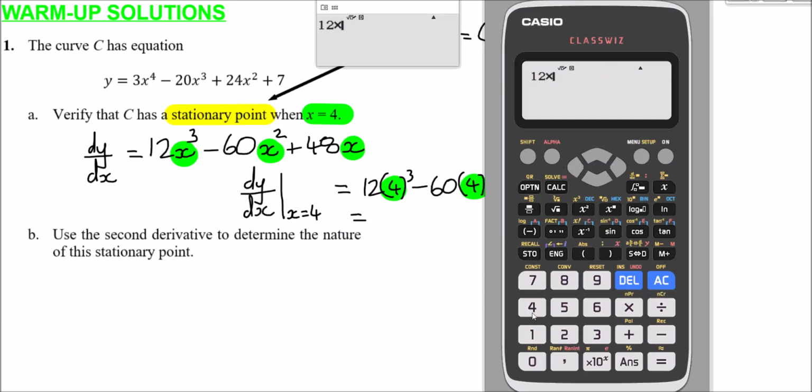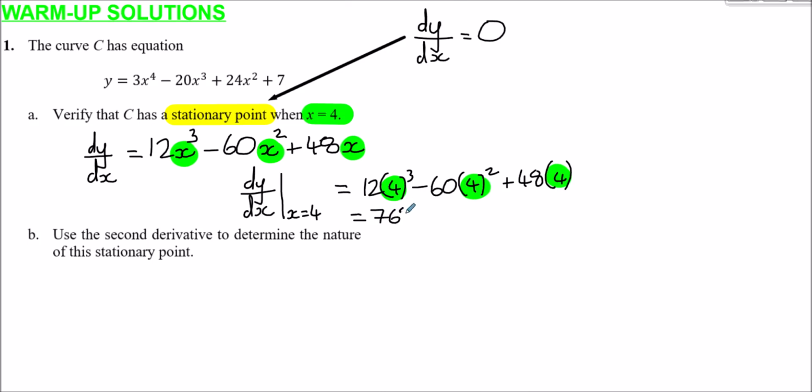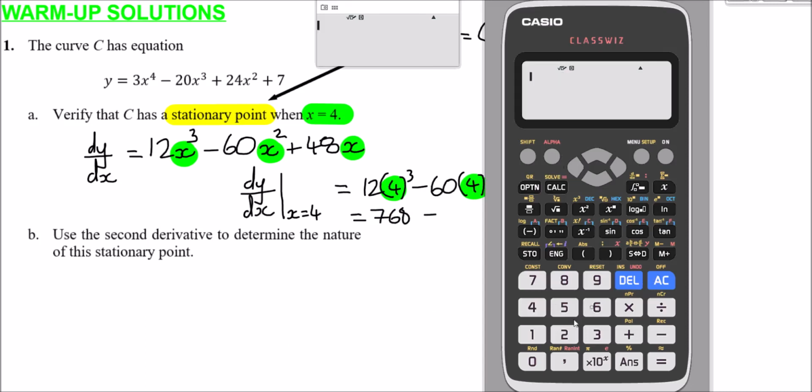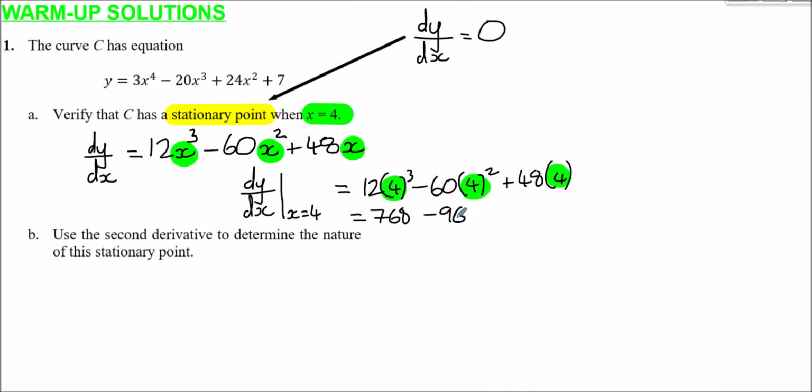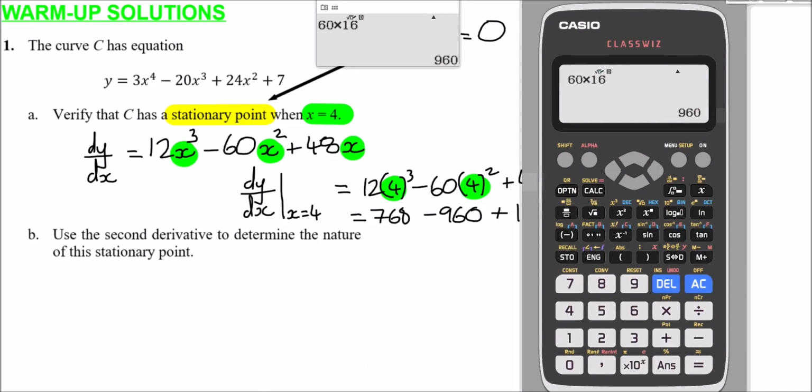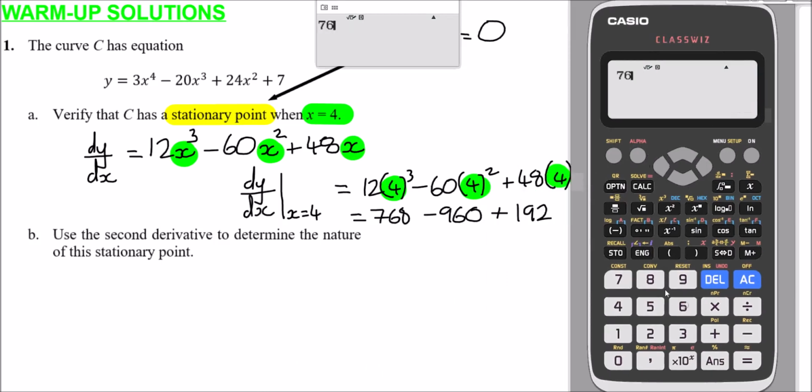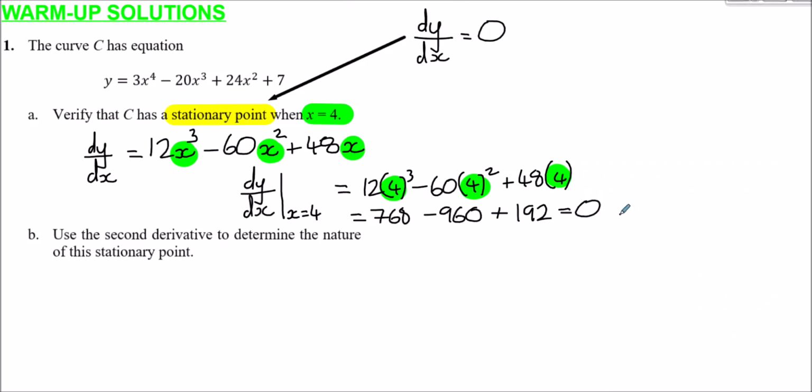So that's going to give us 768. Minus 60 times 4 squared, that's 60 times 16. That gives us 960, so minus 960. Then plus 48 times 4, so that's plus 192. That will come to exactly 0, or it should do. If it doesn't, I've miswritten this question. 768 minus 960 plus 192. Yep, comes to 0, equals 0. So therefore this shows that there's a stationary point at x equals 4.